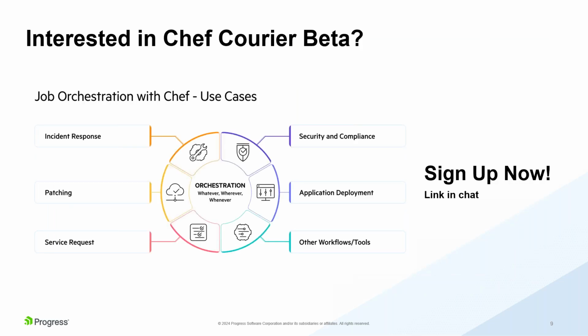Anyone that's interested in the beta, you can sign up now. This is just highlighting a few use cases. Again, we're not limited to these use cases, but just some things to give some ideas about how you might be able to use Chef Courier, whether it be incident response, patching, service request, security and compliance, running scans against those systems, application deployment, and other workflows and tools. You can even integrate Courier with some third-party tools to have more control, both from input and outputs from Chef Courier. A lot of different things you can do with Chef Courier.